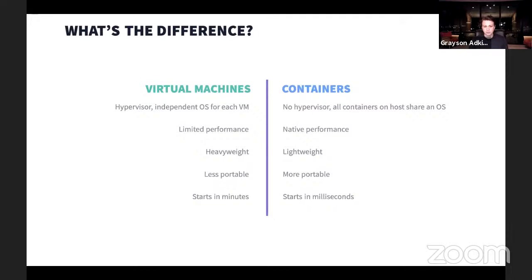Virtual machines are heavyweight in terms of byte size, whereas containers are very lightweight, generally on the order of 10 megabytes to maybe 300 megabytes. Virtual machines tend to be less portable than containers. Virtual machines also start up in a matter of minutes, whereas containers start up in milliseconds. So they're lightweight, fast, portable, and agile, a more modern way to deploy software these days.